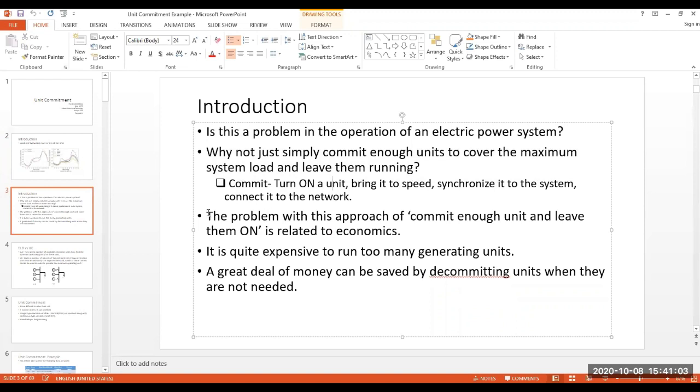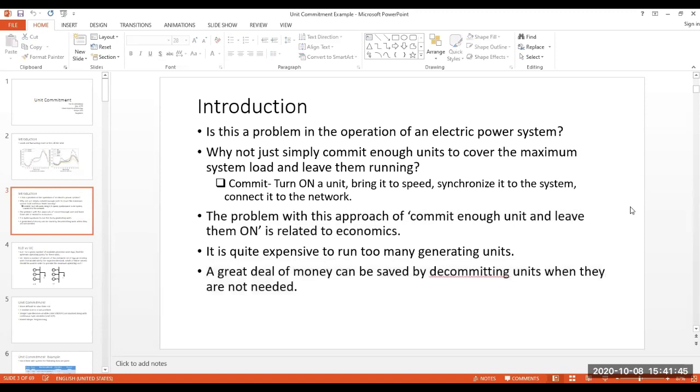The problem with this approach is that you commit enough units and leave them running. As we have already mentioned, this is related to economics and will incur losses without any reason. It is quite expensive to run too many generating units unnecessarily. A great deal of money can be saved by decommitting units, that means turning off units when they are not required. In short, when you have reduced demand, you turn off some of your units.